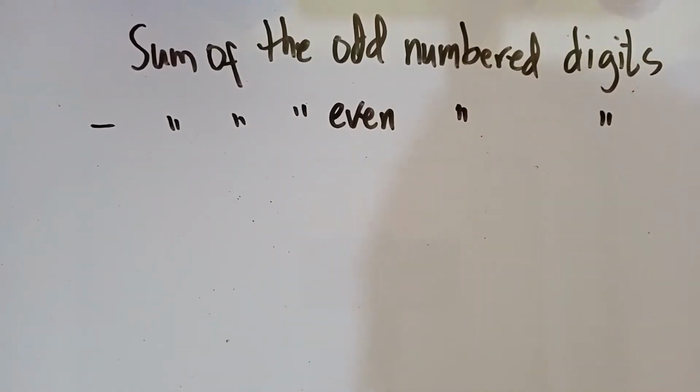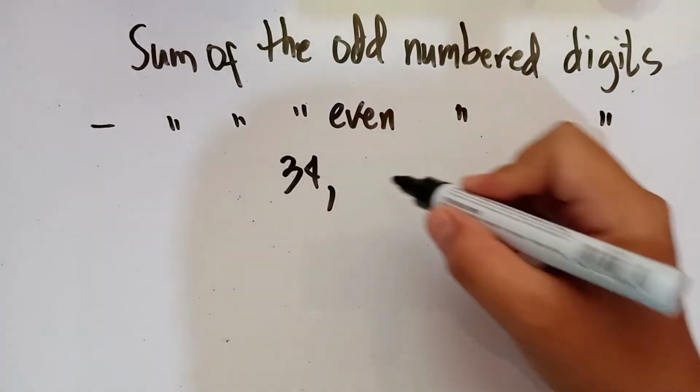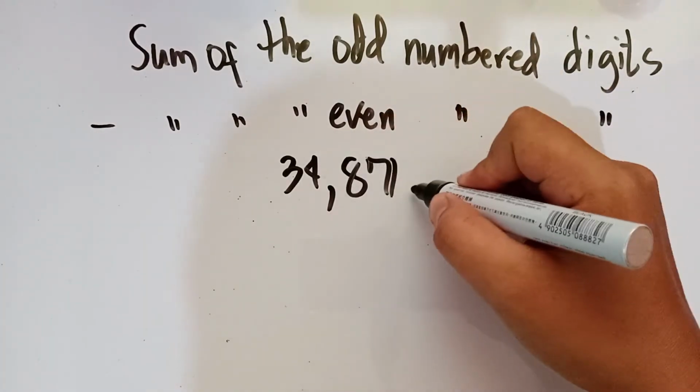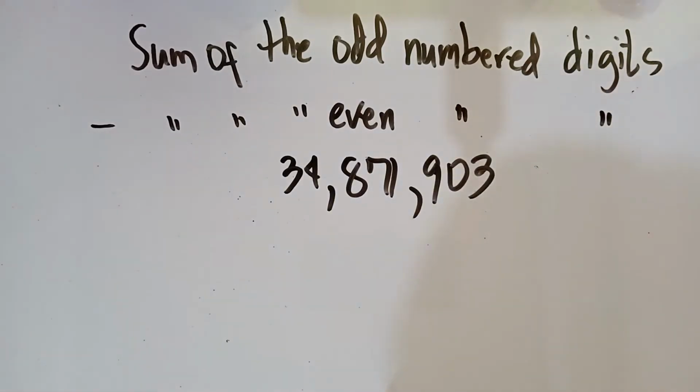Again mga boss, ulitin ko lang para malaman natin if a certain number is divisible by 11, ang gagawin natin is we're going to get the sum of the odd numbered digits and subtract it by the sum of the even numbered digits. Say for example, we have 34,871,903. So we're going to test if this number is divisible by 11.